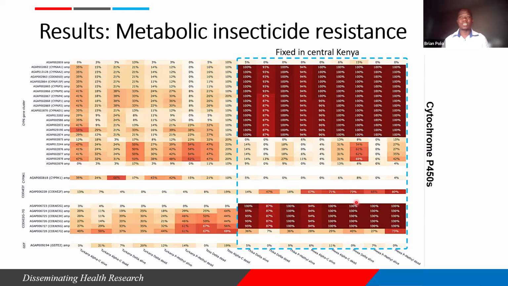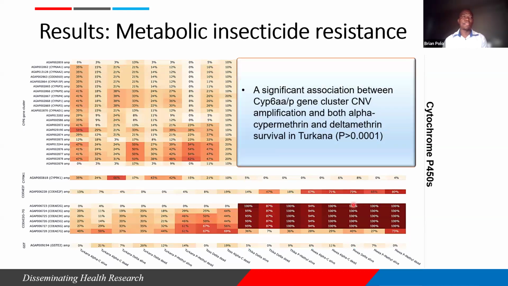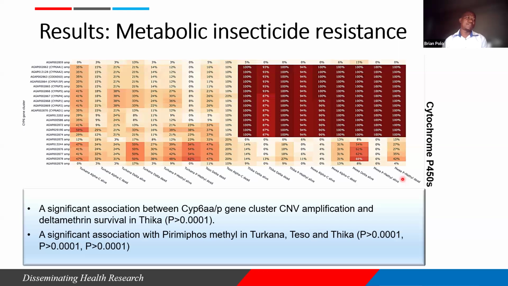For this CNV, we also tested whether the distribution of CNV amplification across the CYP6 gene cluster was associated with the bioassay outcome of whether the mosquitoes were alive or dead, using Fisher exact test. Our result observed that a significant association existed between CYP6 gene cluster CNVs and both alpha-cypermethrin and deltamethrin survival in Turkana in particular. We also observed a significant association between CYP6 gene cluster CNV amplification and deltamethrin survival in Thika, and a significant association with pirimiphos-methyl in Turkana, Teso, and Thika.